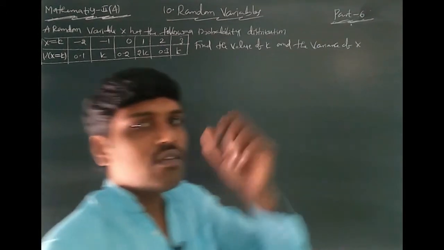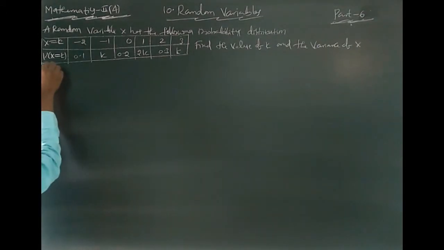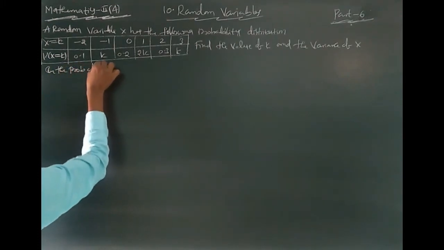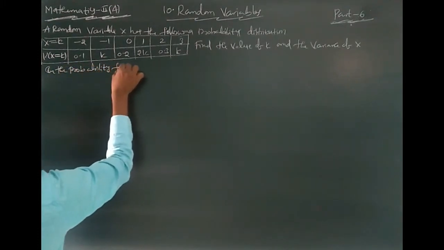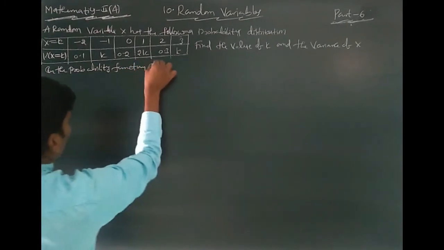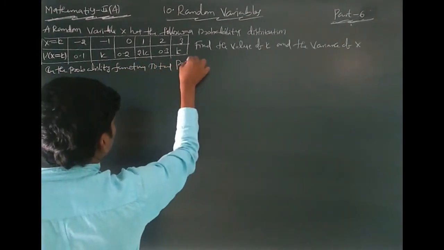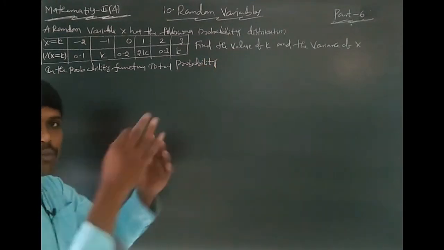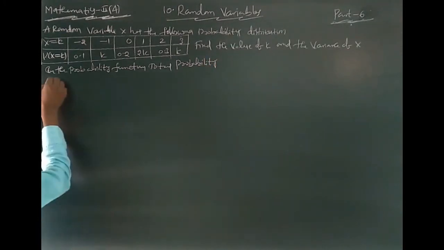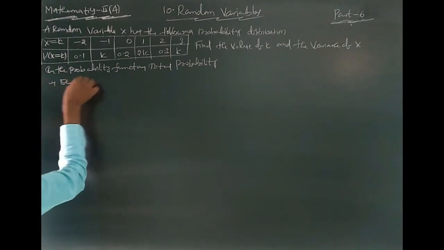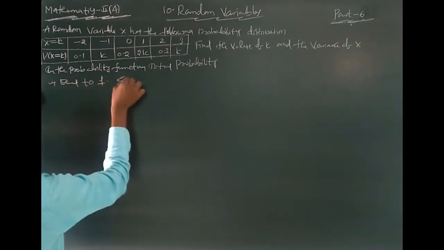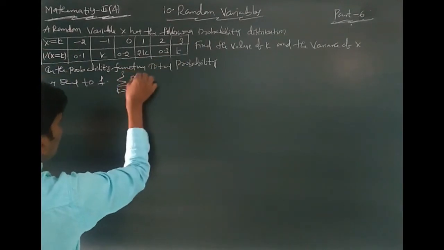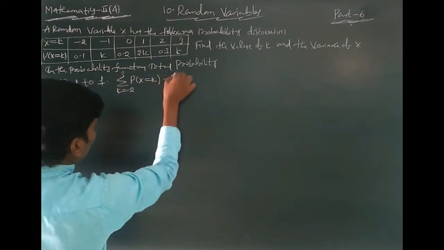Here, first you can find k in the probability function. Total probability is nothing but the sum of all probabilities. Total probability is equal to 1. That's why you can write the summation of p of x is equal to k, for k from minus 2 to 3, value is 1.